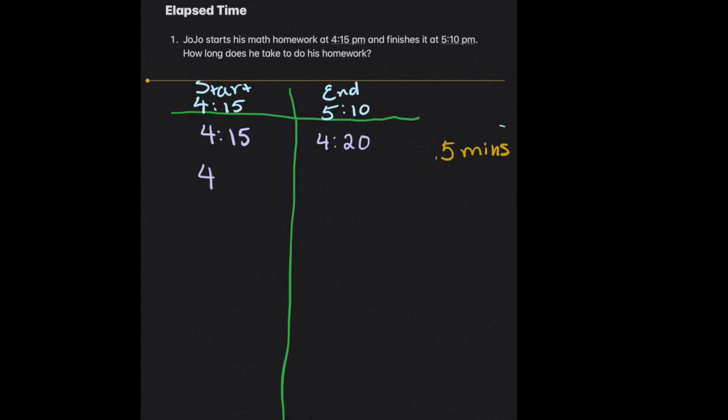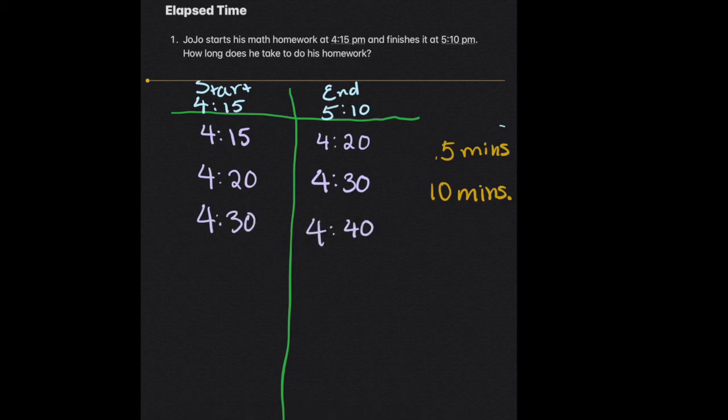Then we can keep going. Let's say I'm ready to make that jump and I want to start maybe going up to 10-minute intervals. So I go up to 4:30, because 4:20 to 4:30 is 10 minutes. And MINS is an abbreviation for minutes. And then let's say we go 4:30 to 4:40, which is another 10 minutes. And we can keep going.